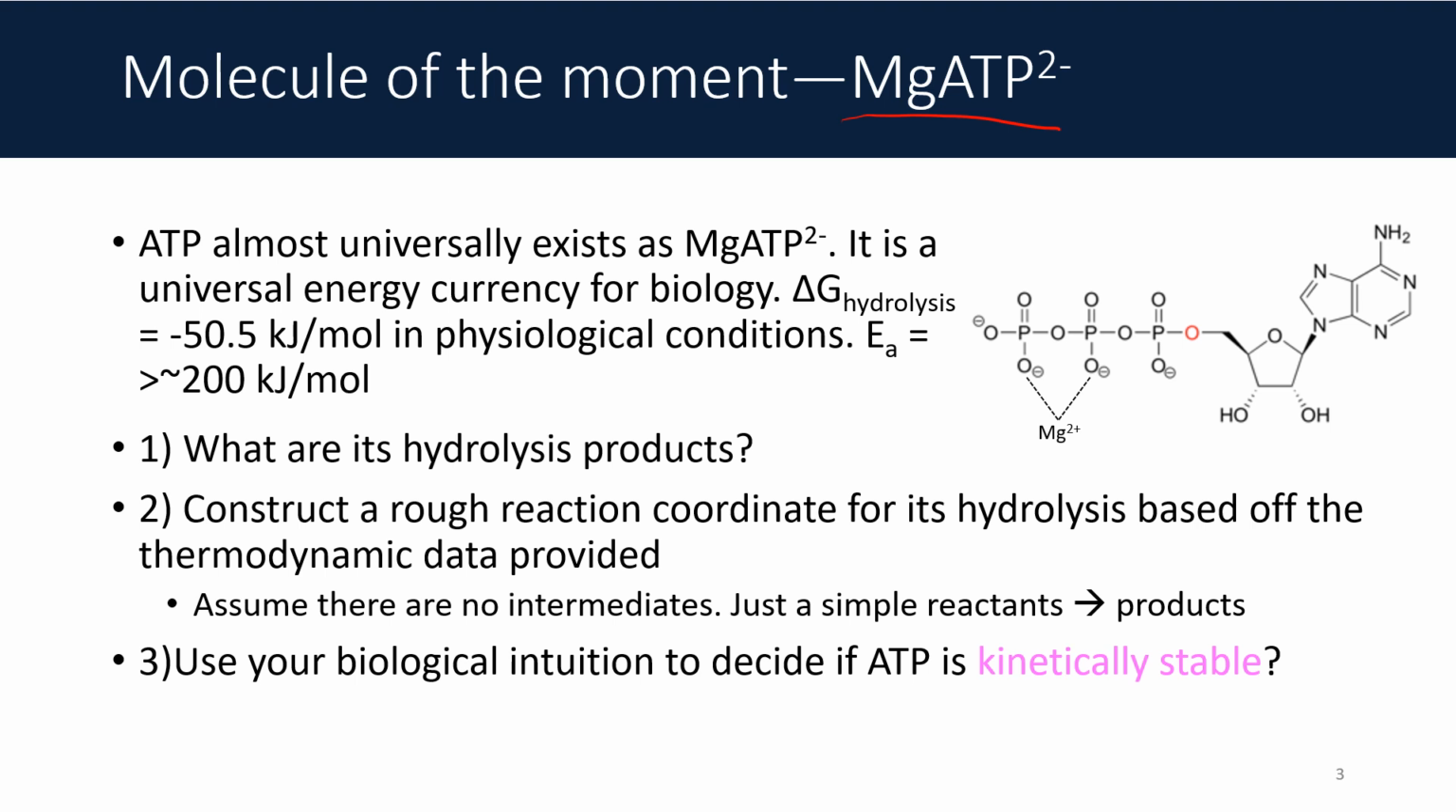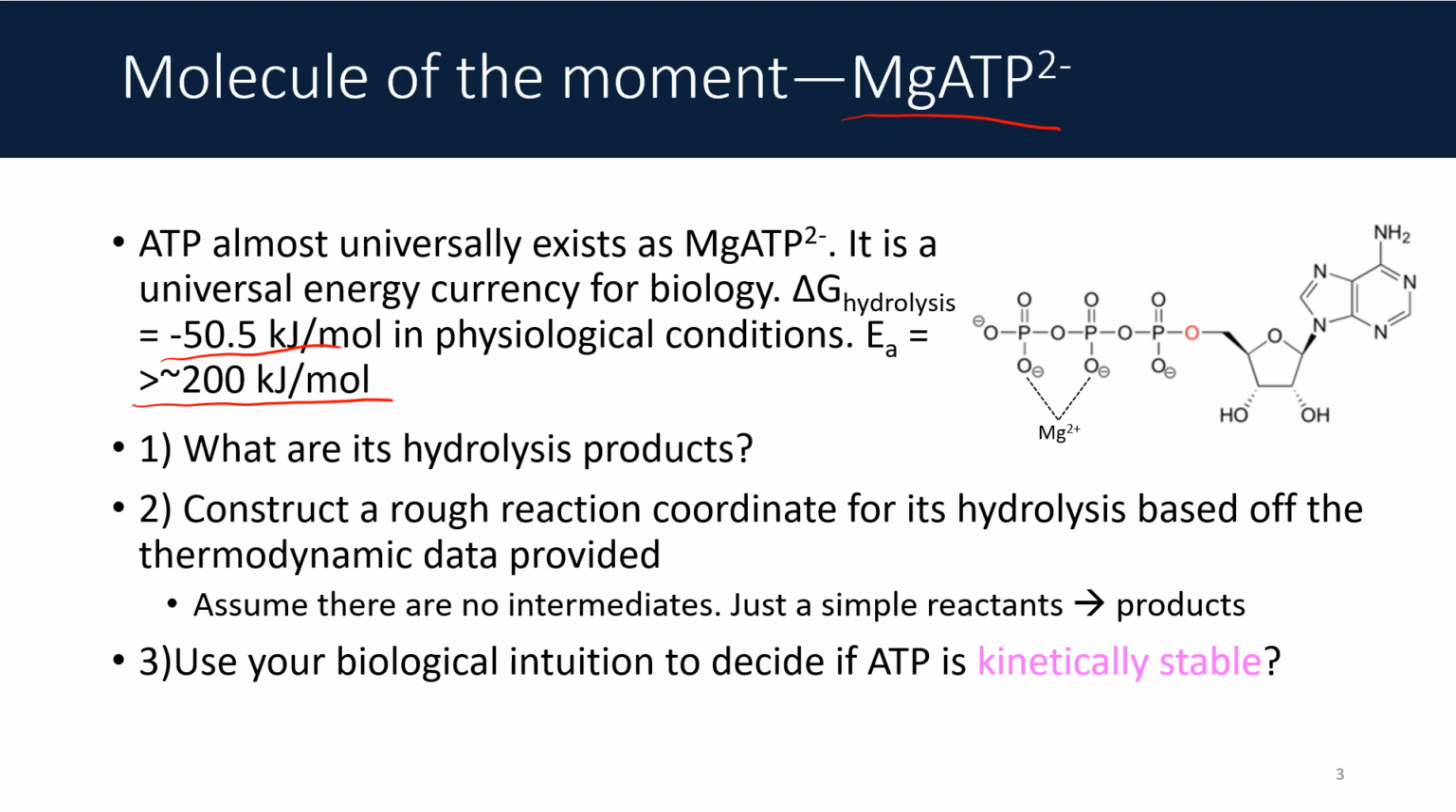The delta G of its hydrolysis or breakdown is negative 50.5 kilojoules per mole in physiological conditions. And that's quite a bit of energy released, hence why ATP is the so-called chemical battery that fuels a lot of difficult reactions in biology. The activation barrier to its hydrolysis, though, just on its own, is 200 kilojoules per mole.